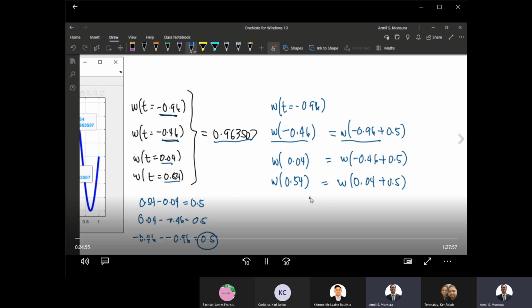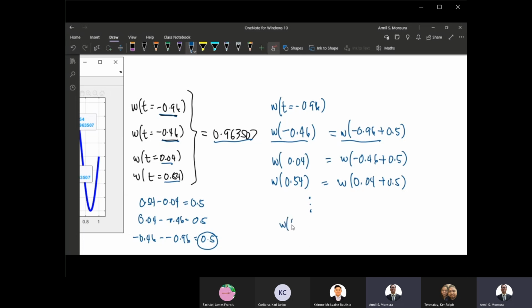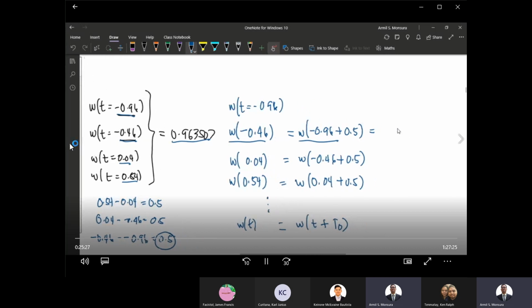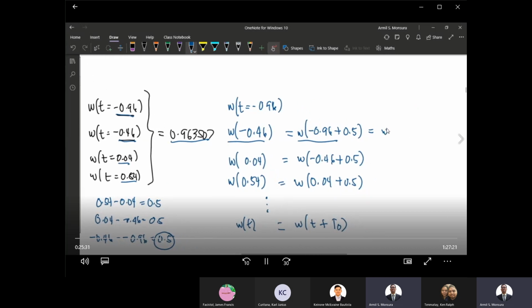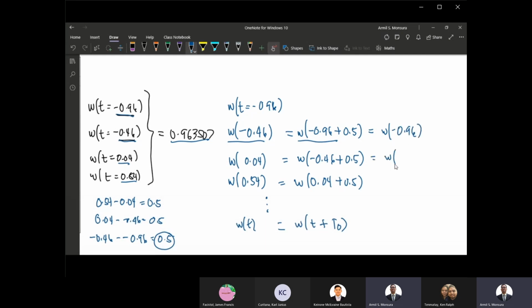Which is yun nga 0.963507. Now we can go on and see na kahit anong t ang piliin natin dyan, we will still arrive at a true statement. So, kung tuloy natin to, this is still equal to negative 0.96. Ito naman, equal pa rin sa negative 0.46. Ito equal pa rin sa 0.04.